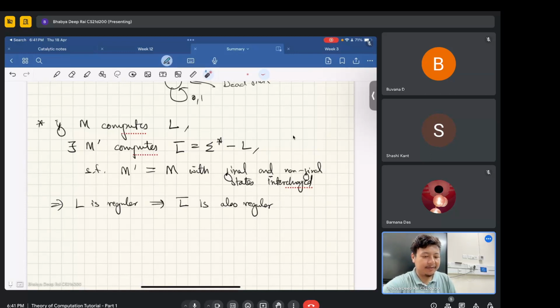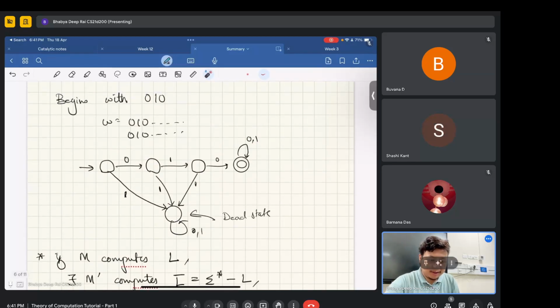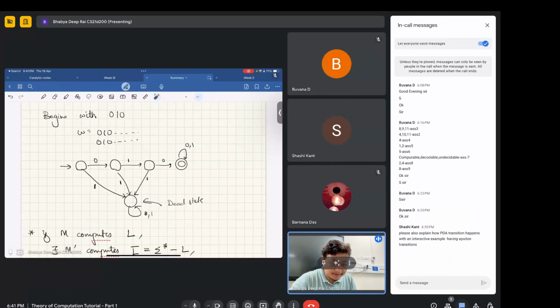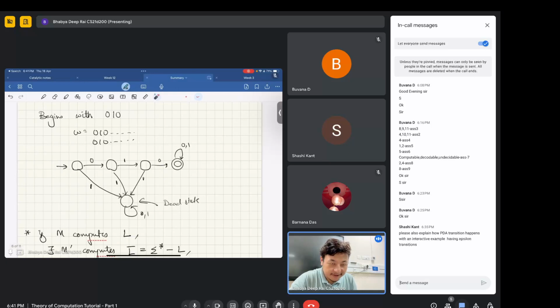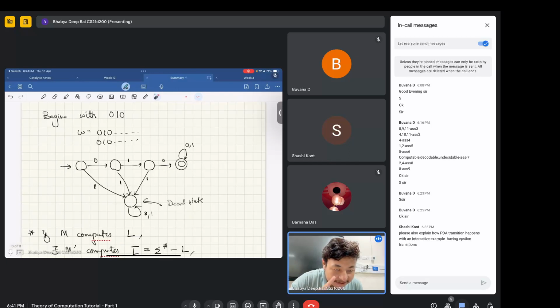Okay, good. Now I'll do non-deterministic automata, and Sashi, I'll reach PDA soon, and then I'll explain that. Okay, good.